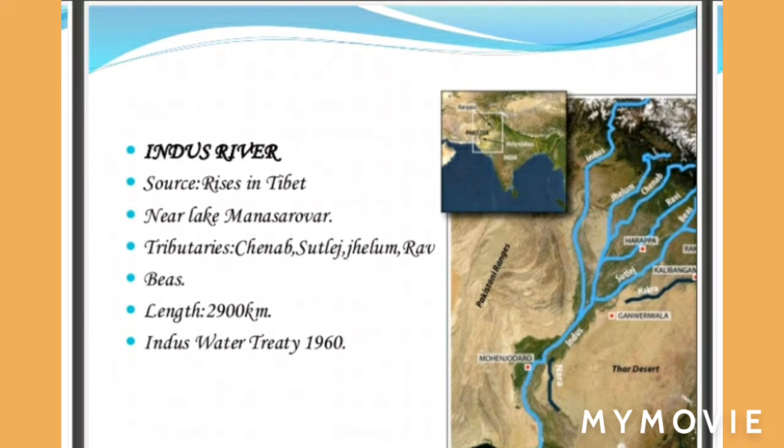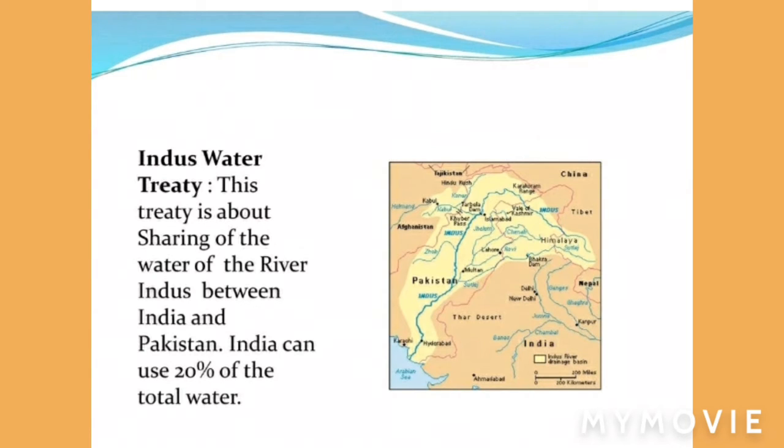A little over a third of the Indus basin is located in India, in the states of Jammu and Kashmir, Himachal Pradesh, and the Punjab, and the rest is in Pakistan. According to the regulations of the Indus Water Treaty, India can use only 20% of the total water carried by the Indus River system. This water is used for irrigation in Punjab, Haryana, and the southern and western parts of Rajasthan.